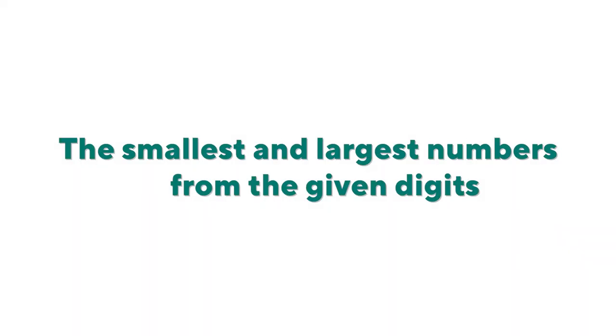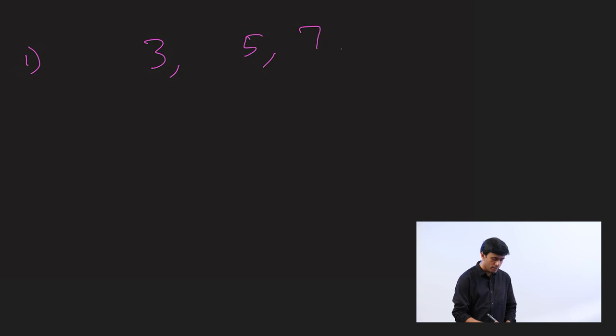Now let's see how we can form the smallest and largest numbers from the given digits. Let's take an example. You have 3571. What is the smallest 4-digit number?